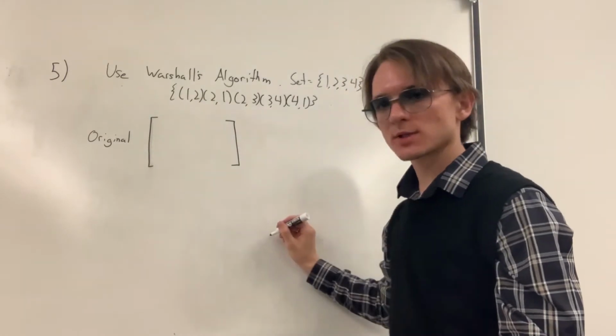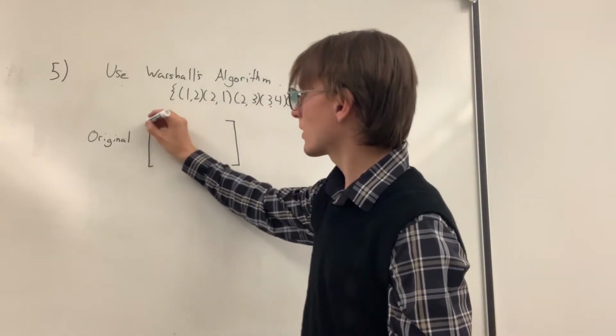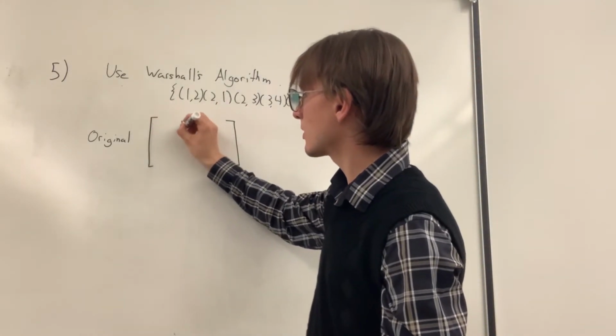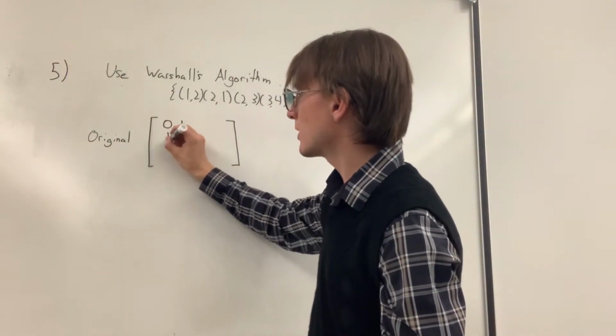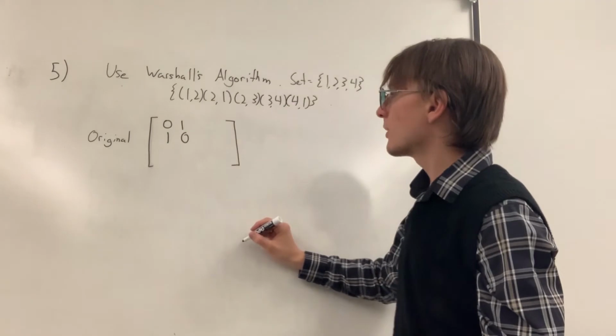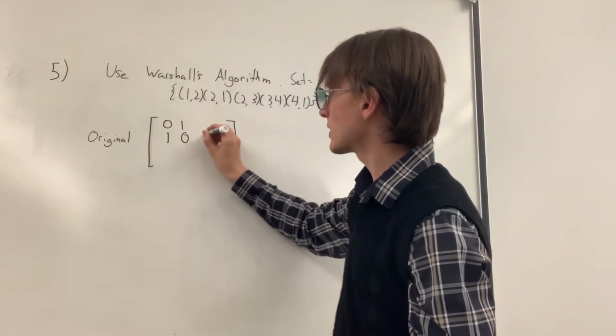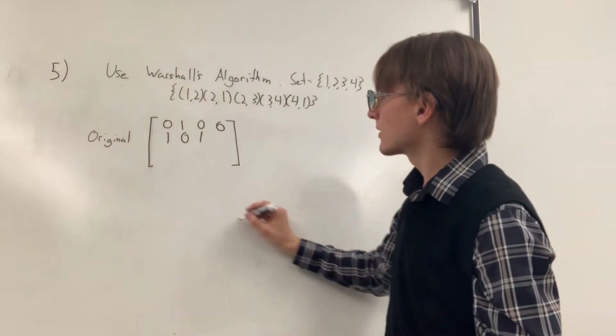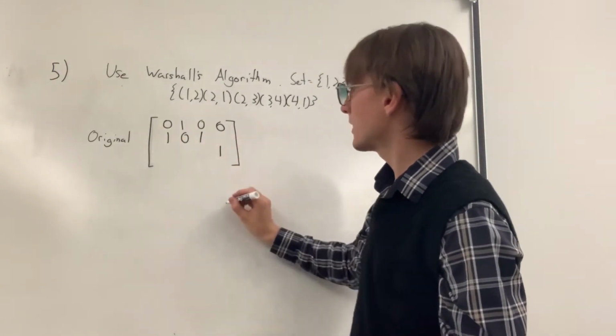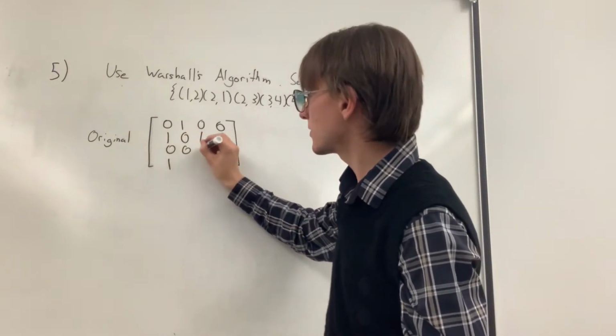Warshall's algorithm: we're given this relation on this set. What does the original matrix look like? Well, we have (1,2), so down 1 across 2. We have (2,1), so down 2 across 1. We have (2,3), down 2 across 3. We have (3,4), so down 3 across 4, and (4,1). The rest are zeros.